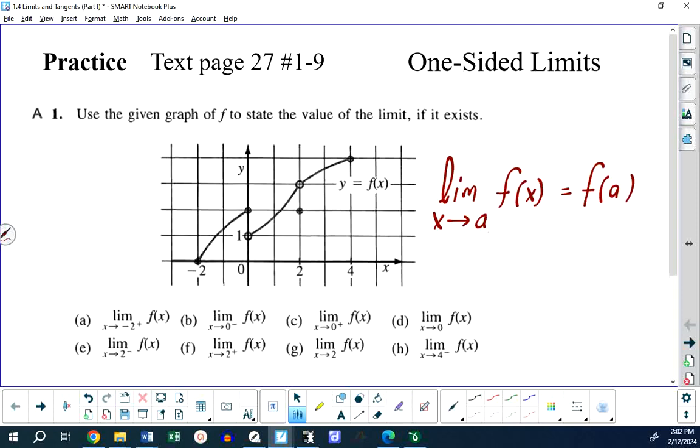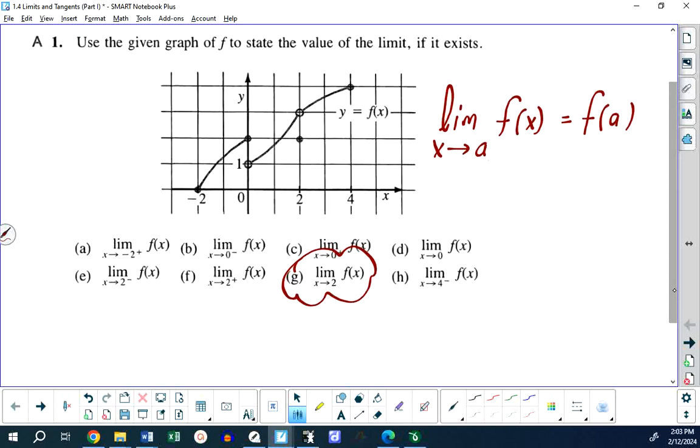For example, when you take a look at question 1, sorry, let me get my bearings here. E and F lead up to G. Looking at the graph, as x approaches 2 from the left, what does the function approach? The function approaches 3.